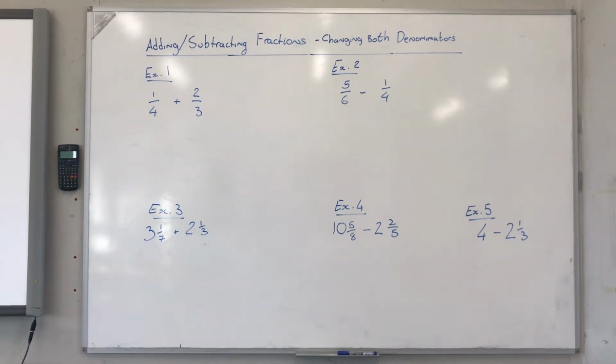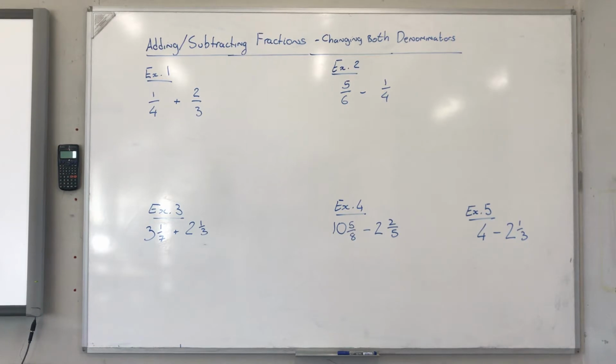Okay, so if we count up the multiples of 4, we get 4, and then we get 8, and then we get 12. So I'm just going up in the times table. 4 is not in the 3 times table, 8 is not in the 3 times table, but 12 is in the 3 times table. So what I can get from that is that the lowest common multiple, is what we would call it, of 4 and 3 is 12.